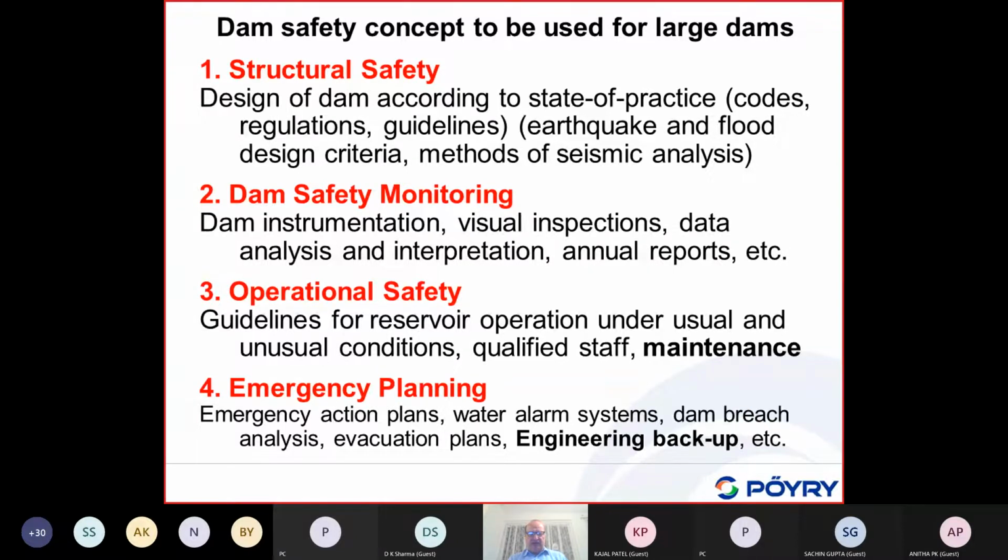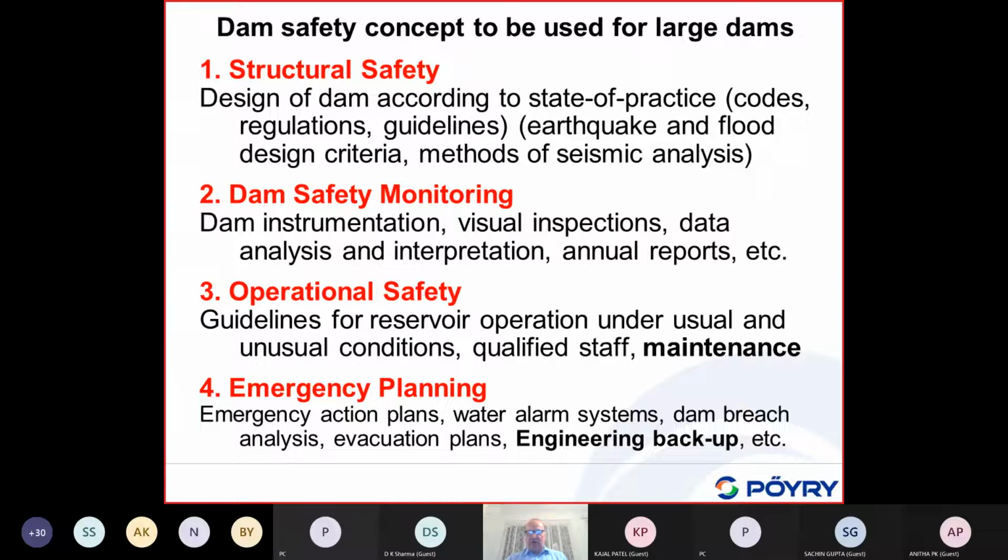So you are doing that by visual inspection and by providing proper instrumentation, and doing a periodic interpretation of these results and preparing annual reports. Number 3, operation safety. That means one needs guidelines for reservoir operation under usual conditions. This is a standard practice, which has probably not been done everywhere.